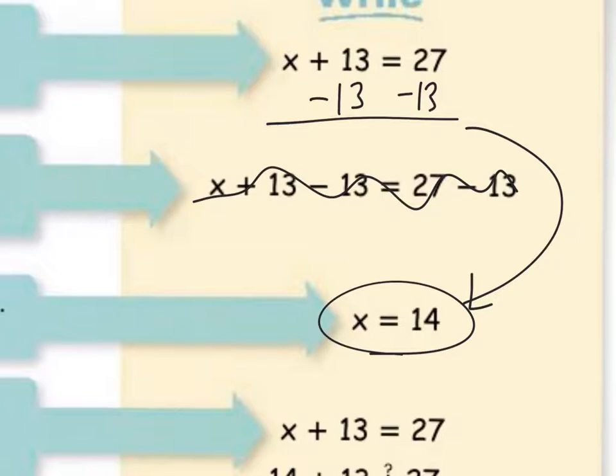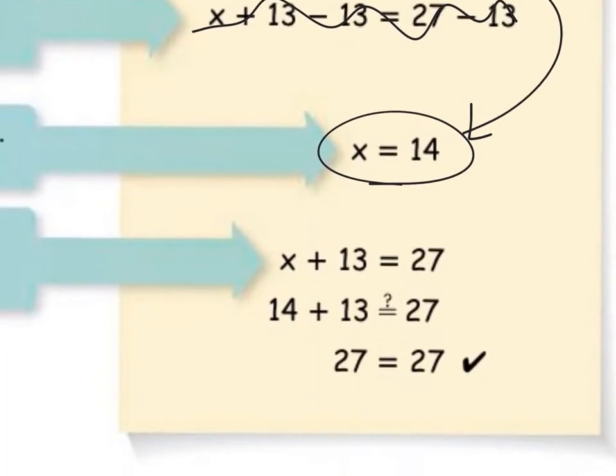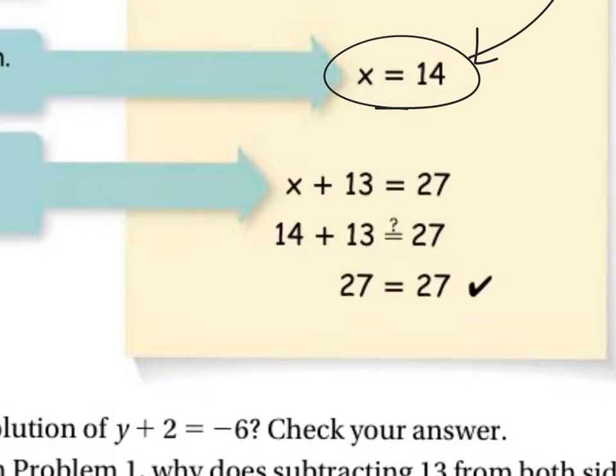What I really like about solving equations is that we can check our answer even if it's not in the back of the book. All we have to do is substitute our answer back into the original equation and see if it works. If it works, we know we got the right answer. So here we substitute a 14 in place of the x. 27 equals 27. We know we have the right answer for this problem.